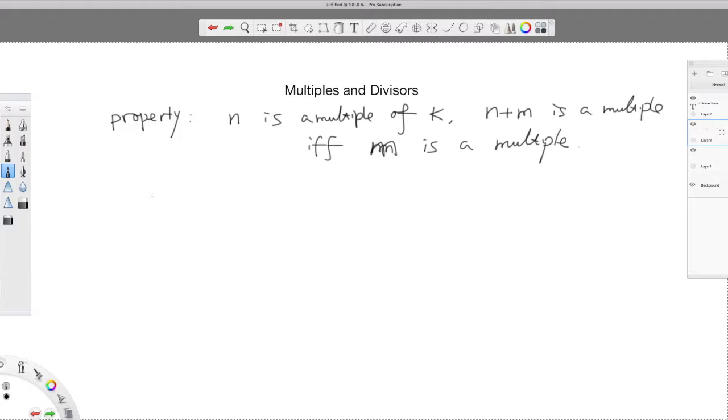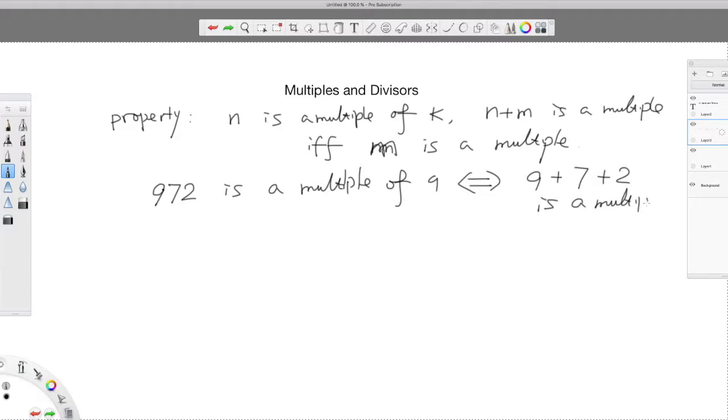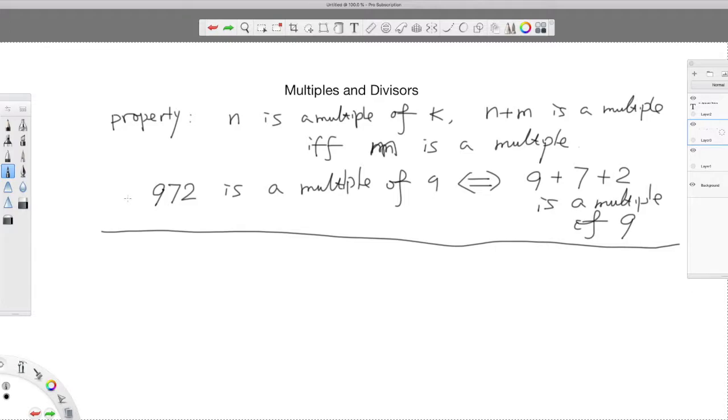So let's take the example of 972. I'm going to show that 972 is a multiple of 9 is equivalent to 9 plus 7 plus 2 being a multiple of 9. You will see that what I'm going to show is universal. For any digits, you're going to use the same method to prove the same thing. Let's look at 972.